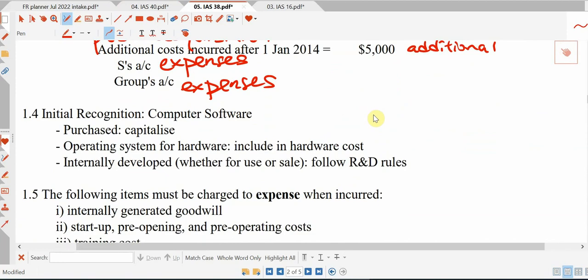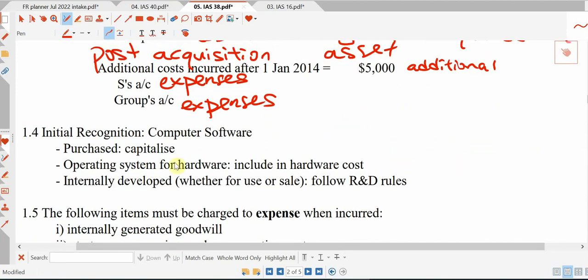Almost ending, let's look at software now. Software. Now we can buy, we can develop. If you are a big company, you can develop. Small company, normally everything they buy. So if you buy, you capitalize. So you debit your intangible asset and credit bank. Very simple, you buy and capitalize.